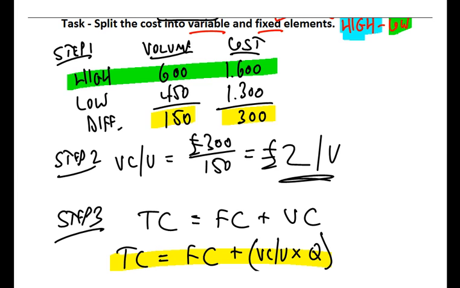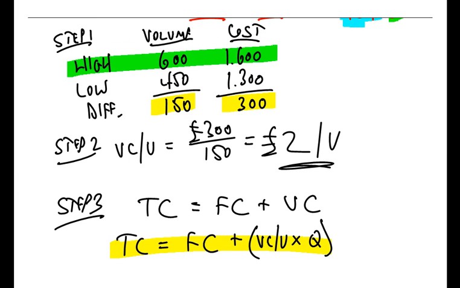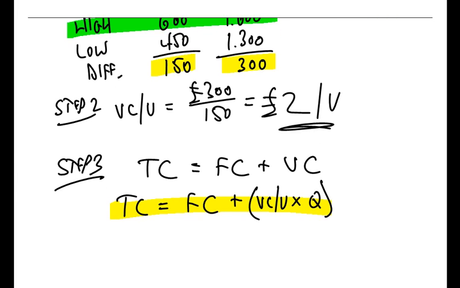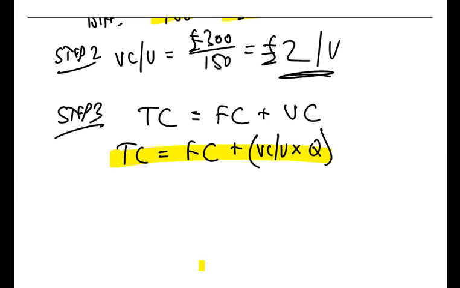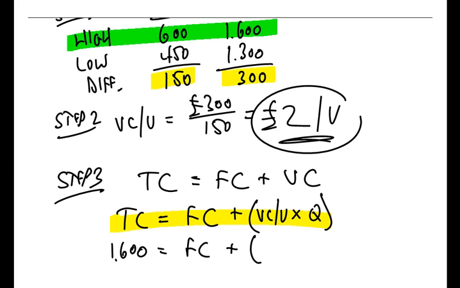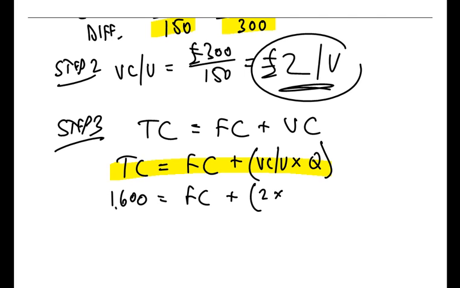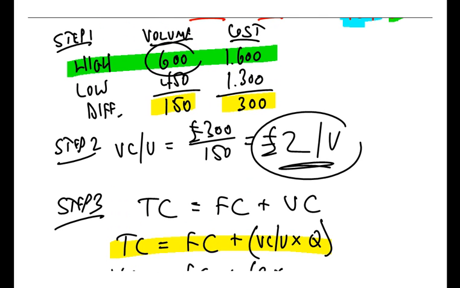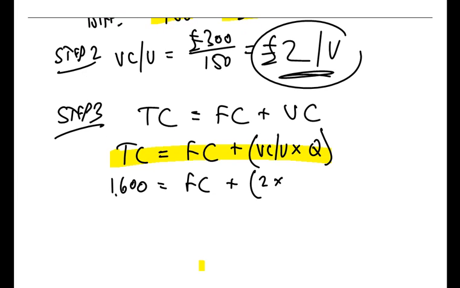Now if we apply that to one of the two pairs of data we've got, I'm going to go with the high pair. You can see the high pair has a cost of £1,600 for a volume of 600 units. So if I put in that total cost, so 1,600 is the total cost, we know that has a fixed and a variable element. We don't know what the fixed cost is yet. That's what we're trying to identify. But we can now identify what the variable cost must be, because we've just worked out that the variable cost per unit is £2. And at the high pair of data, we'll be suffering that £2 per unit for each of those 600 units.